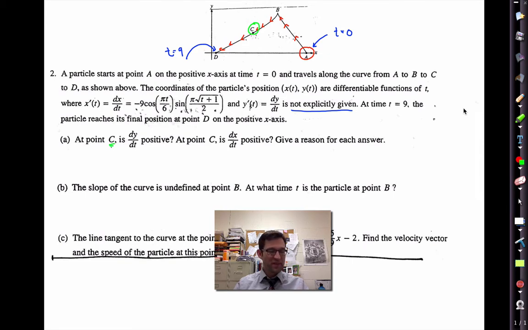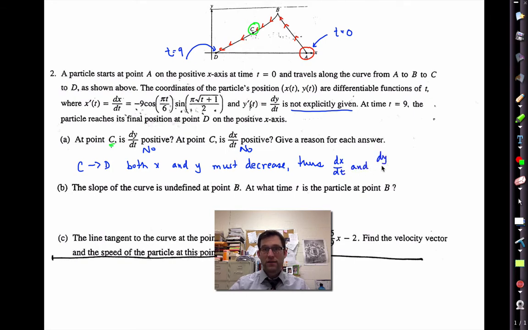All right, well, it's pretty easy because the final answer is no to both of them. This is a big fat no, and this is a big fat no. In fact, both of them are negative, right? In order to go from C to D, both x and y must decrease. Thus, dx/dt and dy/dt must be less than 0.